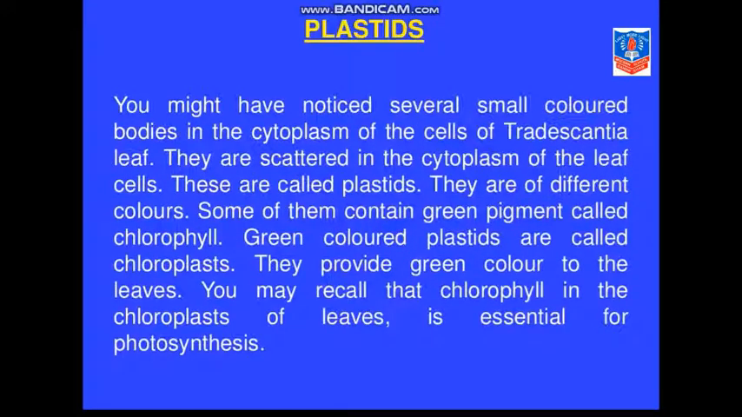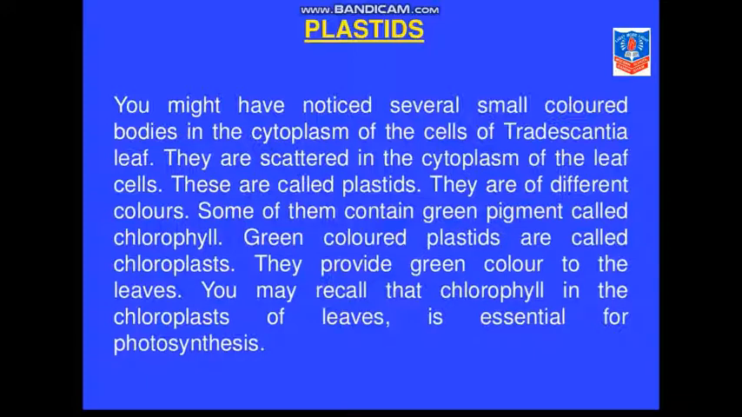Now, what are plastids? You might have noticed several small colored bodies in the cytoplasm of the cells of Tradescantia leaf. ट्रेडेस्केंशिया लीफ में अगर आप देखेंगे तो कुछ स्मॉल कलर्ड बॉडीज दिखेंगी साइटोप्लाज्म में. They are scattered in the cytoplasm of the leaf cells and these are called plastids. उसे हम कहते हैं प्लास्टिड्स, जो लीफ में पूरे सब जगह स्कैटर्ड रहते हैं. They are of different colors. कलर्स भी अलग अलग होते हैं.